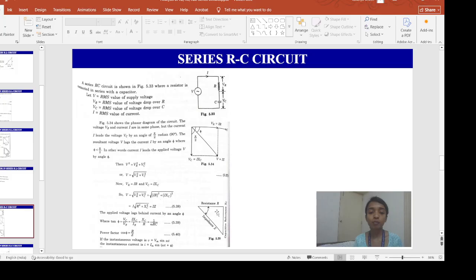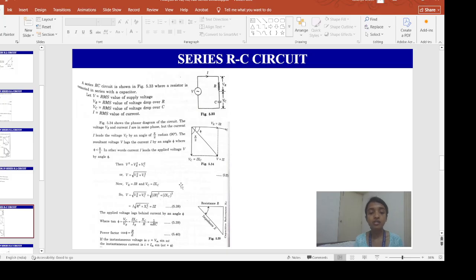Now from here we can draw the impedance triangle. This is my resistance, this part is my capacitive reactance, and this part is my impedance. This is my voltage triangle, this is my impedance triangle. So cos phi will be R divided by Z.